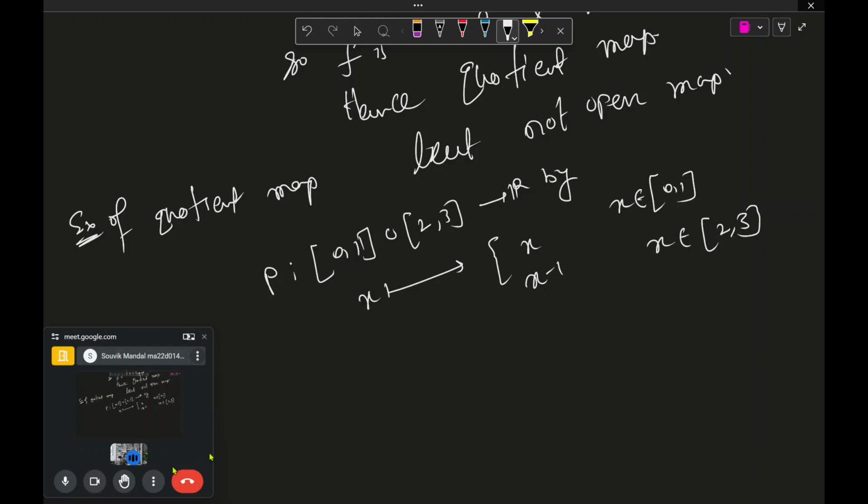Okay. Now first you try to think about why this is a quotient map.